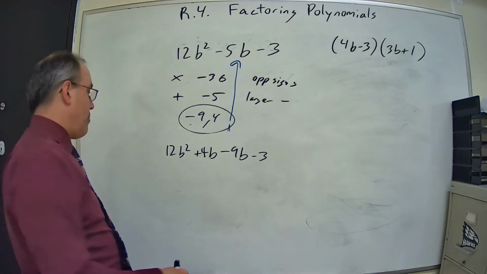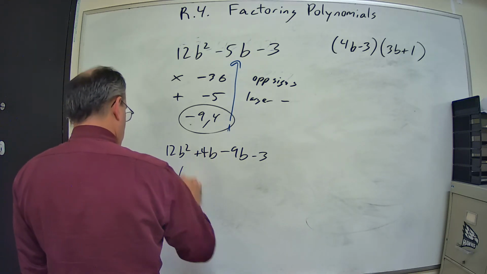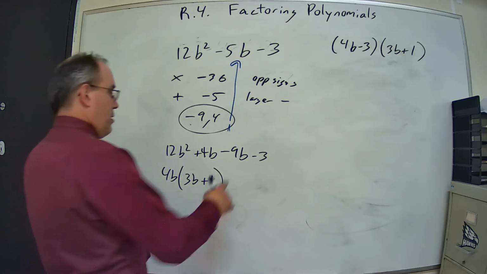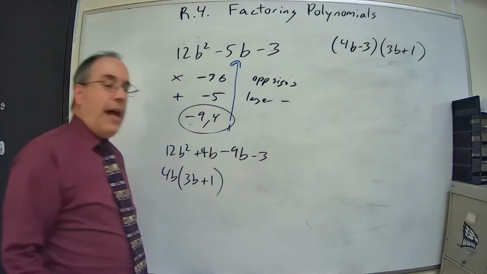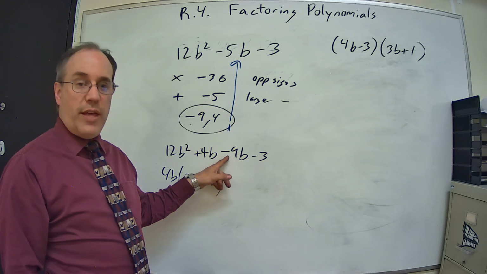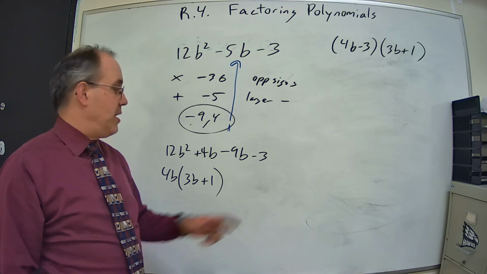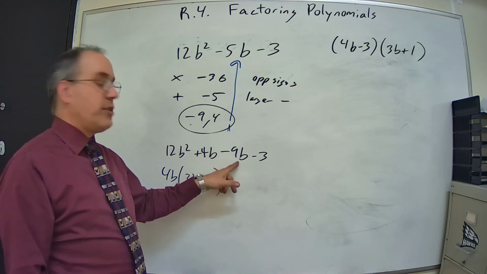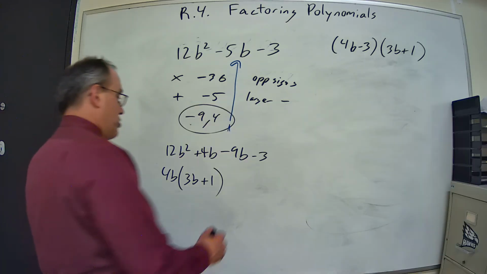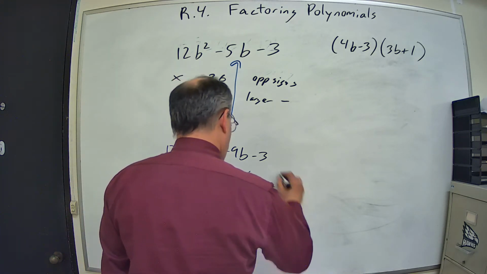Okay, now let's see what happens. 12b squared plus 4b, I can factor out 4b, giving me 3b plus 1, minus 9b minus 3. I will point out to you that if you have a minus over here, always factor out that negative. So if you minus something, always factor out the negative, even if this one is not negative. Always factor out the negative if the first term of your second set is negative. So minus 3, giving me 3b plus 1.